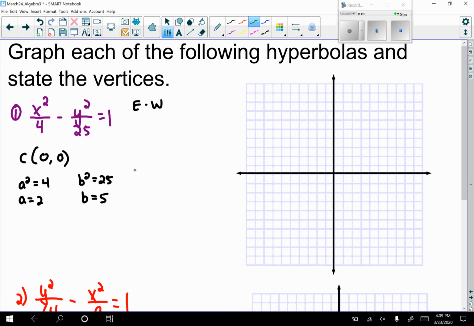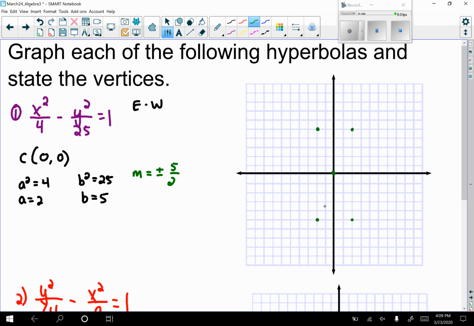Now the slopes of the asymptotes, I'm just going to write this as m for slope, is going to be plus or minus. Now remember, it's whatever is underneath the y, so it's going to be plus or minus the 5 over 2. So we're taking b over a, so it's plus or minus 5 over 2. So what we want to do here is go ahead and plot our center at 0, 0. I want to count up 5, 2 to the right, up 5, 2 to the left, down 5, 2 to the right, and then down 5, 2 to the left.